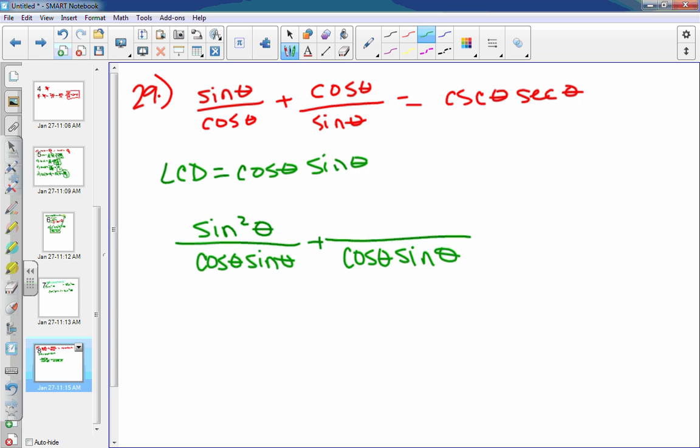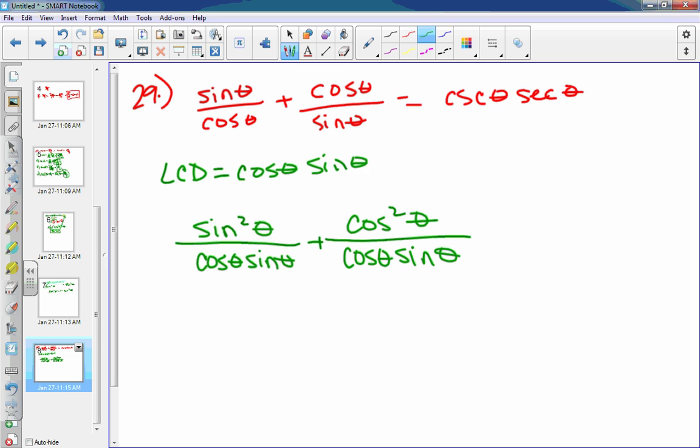Now look at the second fraction. What did I multiply sine of theta by to get cosine theta sine theta? Cosine of theta. So what you do to the bottom? So what does that give me at the top of the second fraction? Cosine squared of theta. Now folks, I have two separate fractions currently that have exactly the same denominator.